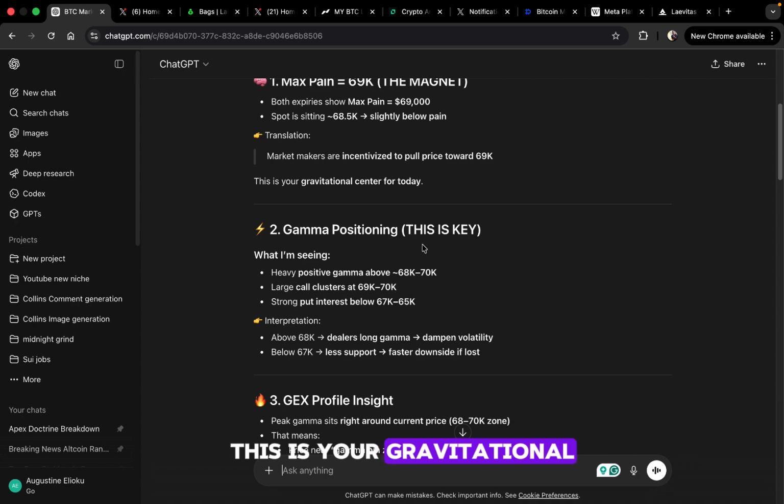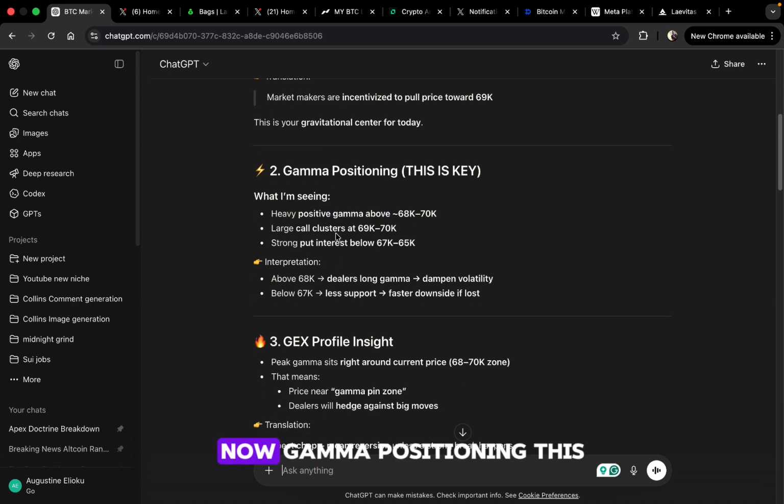Now gamma positioning, this is key. Heavy positive gamma above 69 to 70k. Large call clusters at 69 to 70k. Strong put interest below 67 to 65k. Now above 68k, dealers are long gamma. That they are going to dampen. This is key. Now I will show you.